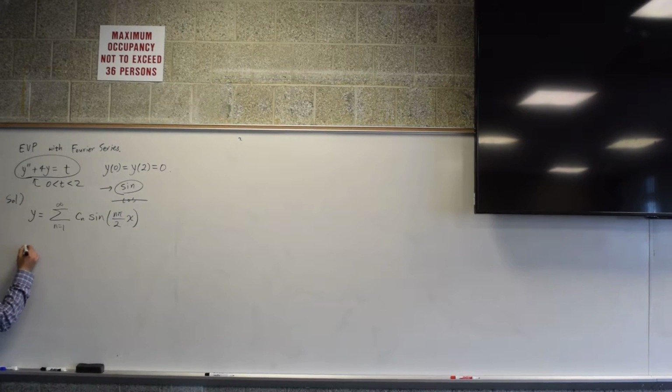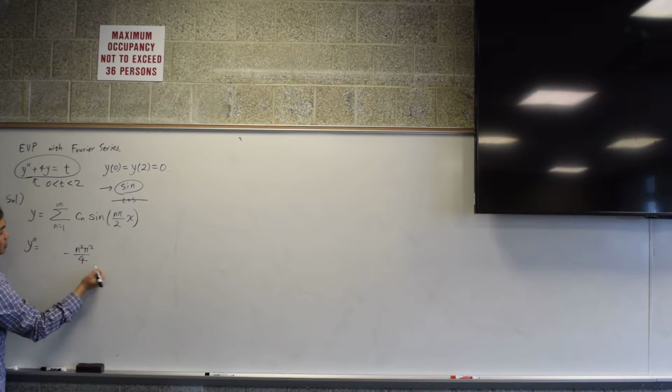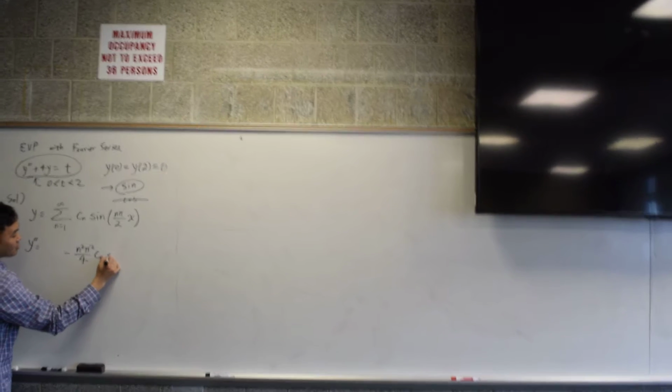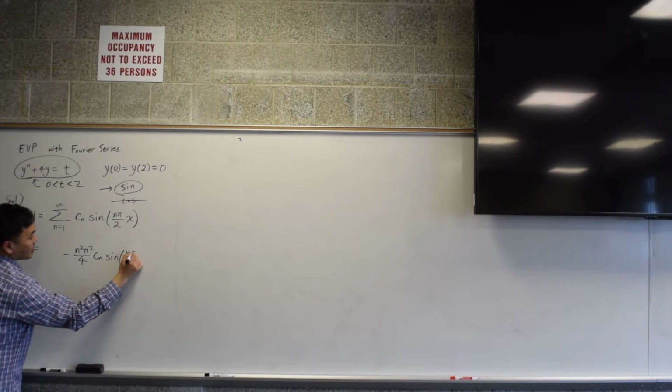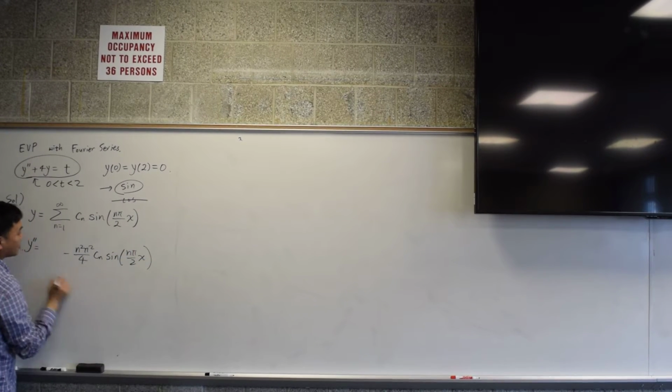All right, so let's plug this into the left side. To plug into the left side, you have to differentiate this twice because it's double prime, right? So we differentiate it twice. Every time we differentiate, this comes out, right? And the derivative of sine is cosine, the derivative of cosine is negative sine. So you're going to end up with negative n squared pi squared over 4 Cn times sine n pi over 2 x.